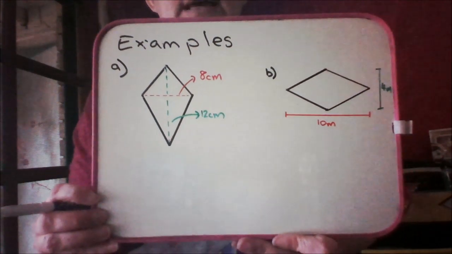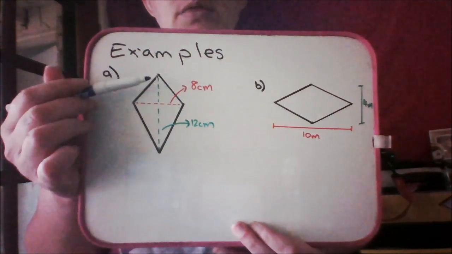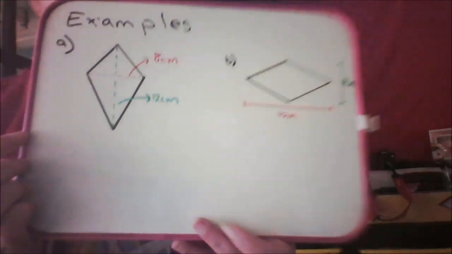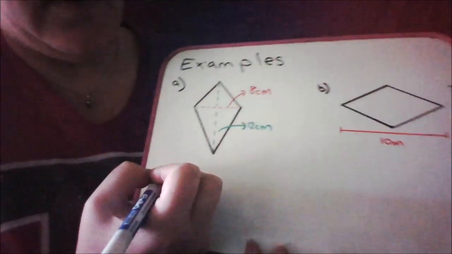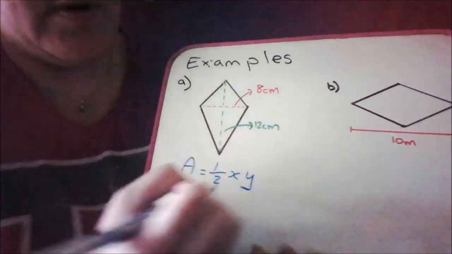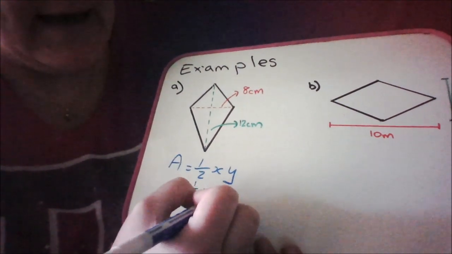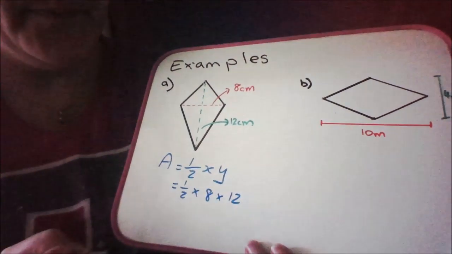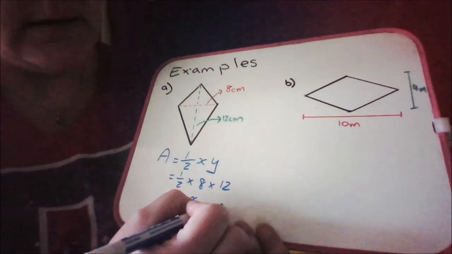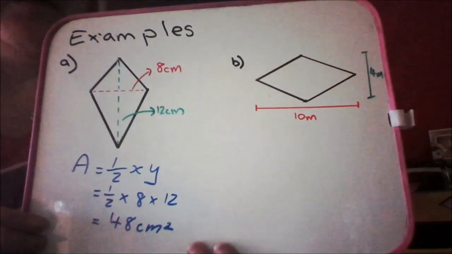Okay, some examples now to help you understand that a little bit better. Here we have a kite. This diagonal is 12 centimeters. This diagonal across here is 8 centimeters. So if we just write our formula again, we have area equals 1/2 xy. Remember, x and y are diagonals. So that's 1/2 times 8 times 12, which would give us 48 centimeters squared. Because remember, we are talking about squared units because we're talking about area.